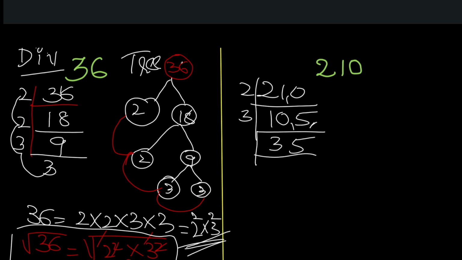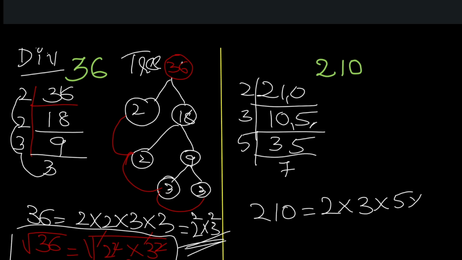Next, in 3 table, 35 will not go. 3 11s are 33. 3 12s are 36. So 35 will not go. Let's go for 5 table. 5 7s are 35. 7 is a prime number. Let's stop here. 210 can be written as 2 into 3 into 5 into 7. Prime factorization is a multiplication of prime numbers and it will form some particular number. This is the prime factorization method.